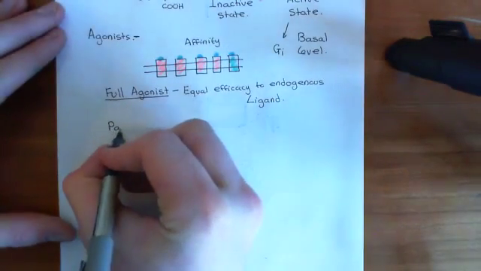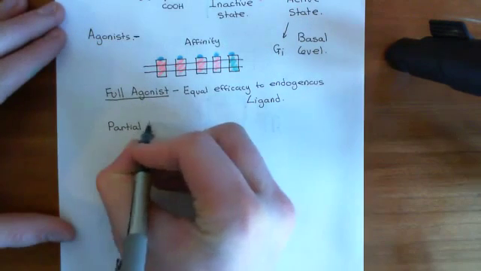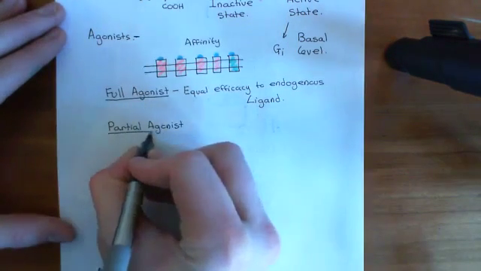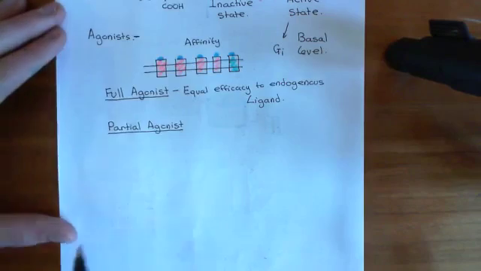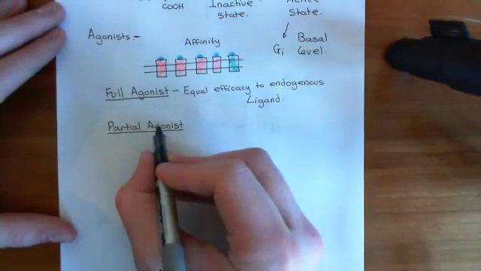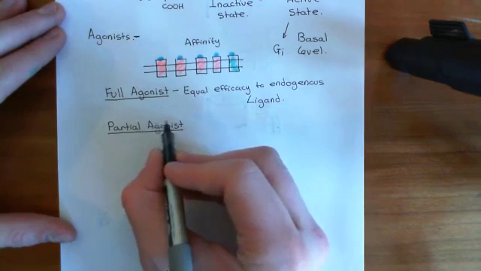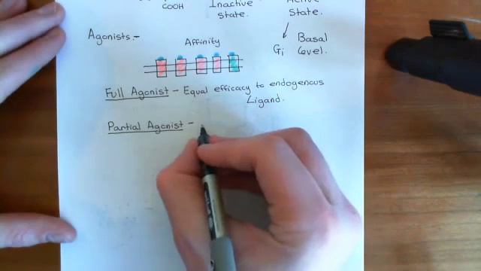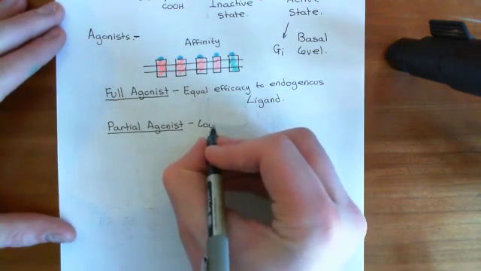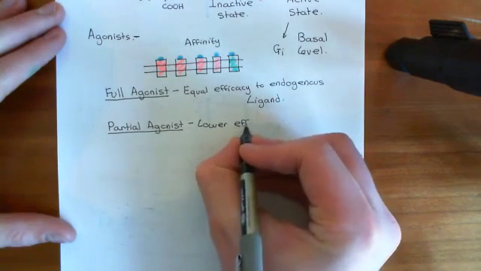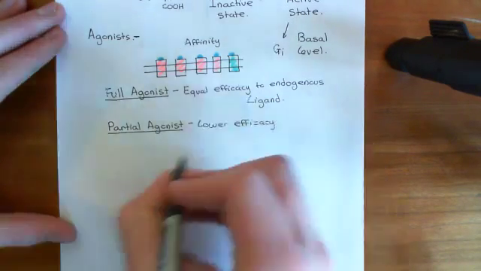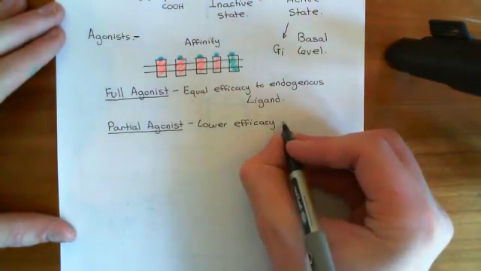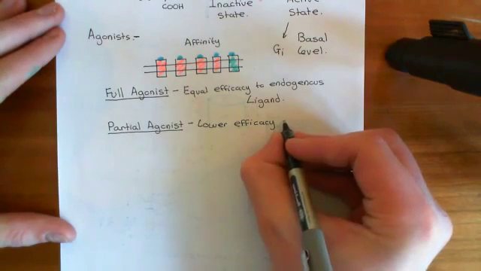Okay, a partial agonist is something where the efficacy is lower than the endogenous agonist. So of the receptors where the ligand molecule is bound, the fraction of them that will be in the active state is lower than the fraction that will be in the active state if that ligand was instead the endogenous agonist. So the ability of this ligand to actually activate the receptor and therefore trigger the downstream pathway is lower than the endogenous ligand.